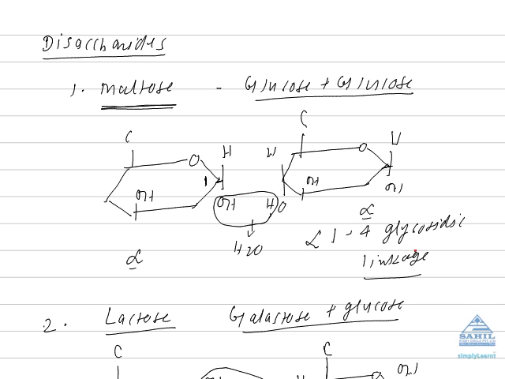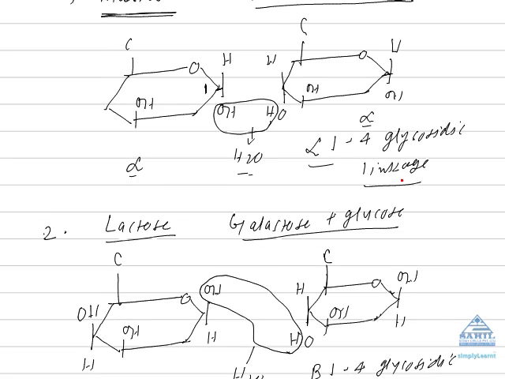by 1,4 glycosidic linkage. In the formation of glycosidic linkage, one molecule of water is removed. So a bond is formed between carbon number 1 of one glucose and carbon number 4 of other glucose. That's why it is called 1,4 glycosidic linkage. And since the glucose involved in formation of maltose are alpha glucose, that's why it is called alpha 1,4 glycosidic linkage.